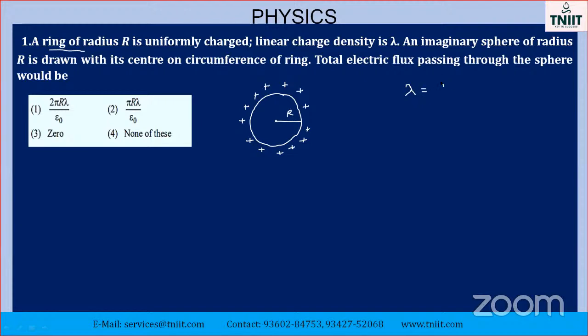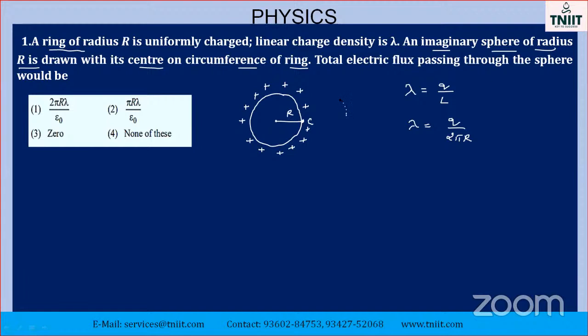You know that lambda is nothing but the charge per unit length. Here the length is 2 pi r. Now, there is an imaginary sphere of radius r with center on the circumference of the ring. If I say this is the circumference point, let us say C.